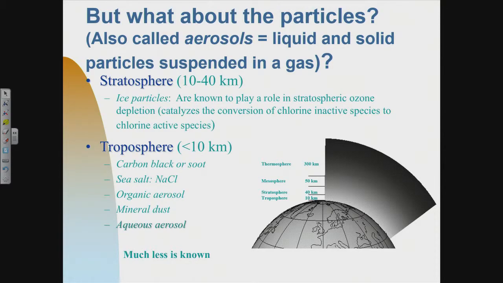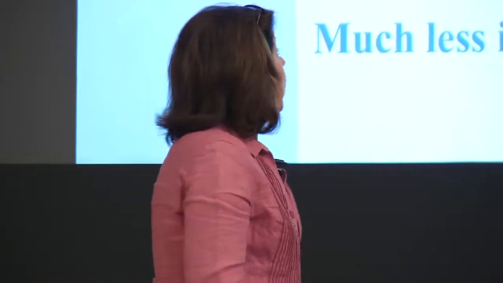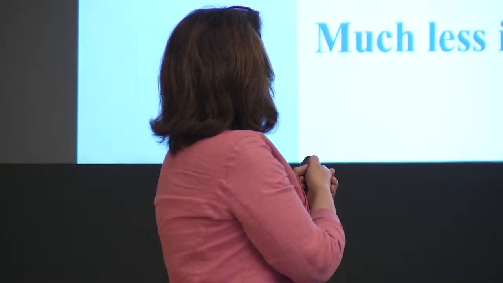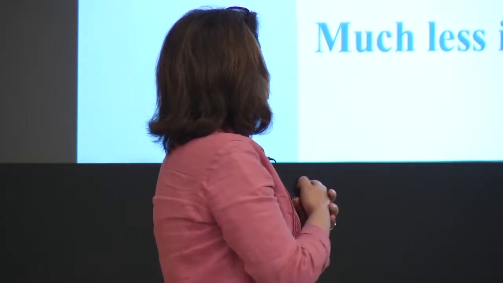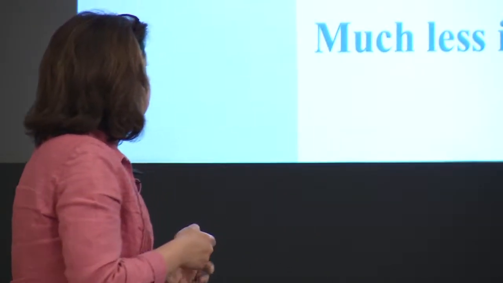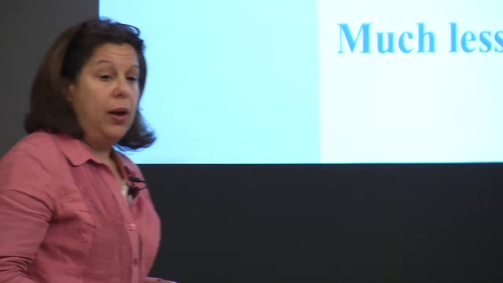But here, closest to the Earth's surface, namely the troposphere, we have a lot more types of particles besides just ice particles. We have black carbon or soot, we have sea salt, we have organic, we have mineral dust, we have aqueous aerosols, but much less is known about them. So how do these particles get into the atmosphere, and what do they mean to all of us?